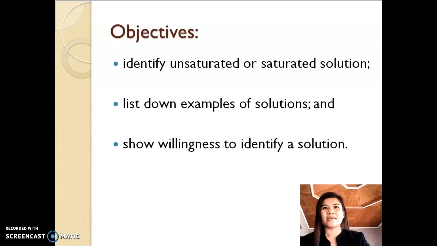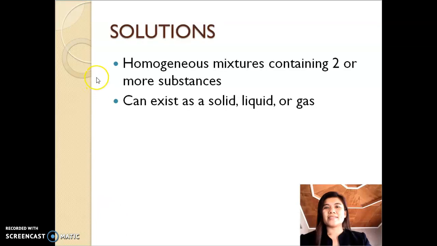Okay, what are solutions? When can we say that something is an example of a solution? Okay, so solutions are homogeneous mixtures containing two or more substances. It can exist as a solid, liquid, or gas. So solutions can be, again, solid, liquid, or gas.